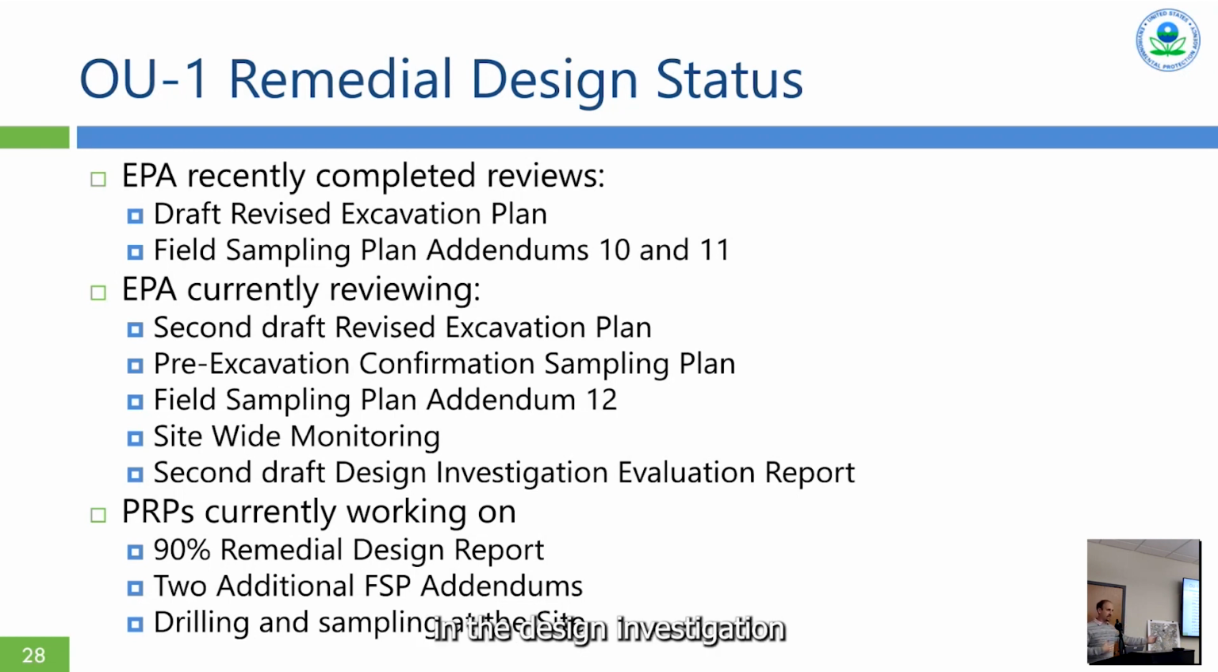We had a requirement in the design investigation to keep going deeper when they saw impacts. We think they found those impacts, those deeper impacts in those portions of the site, but they don't have all the data around where they found the impacts to be able to make statistical decisions or to make final excavation cut lines to pull that material above background out. So they're working on an addendum to propose more data so we can finalize the design of the excavation in that part of the site.